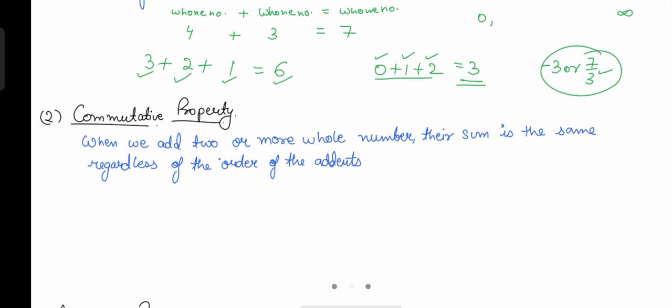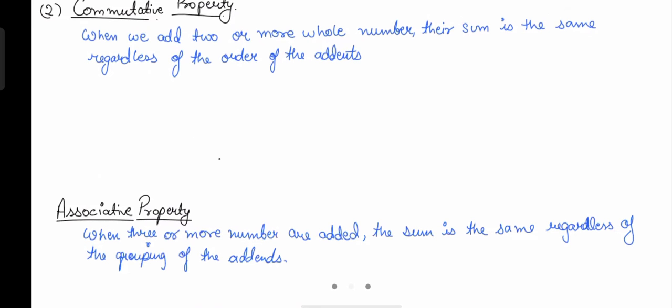Okay, now let's move to the commutative property. When we add two or more whole numbers, their sum is the same regardless of the order of the addends.